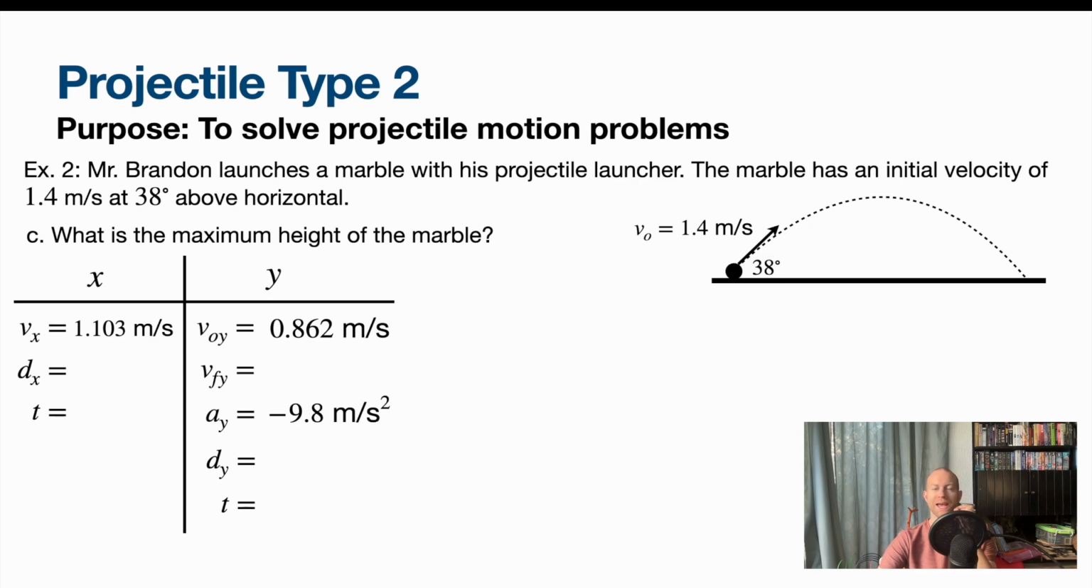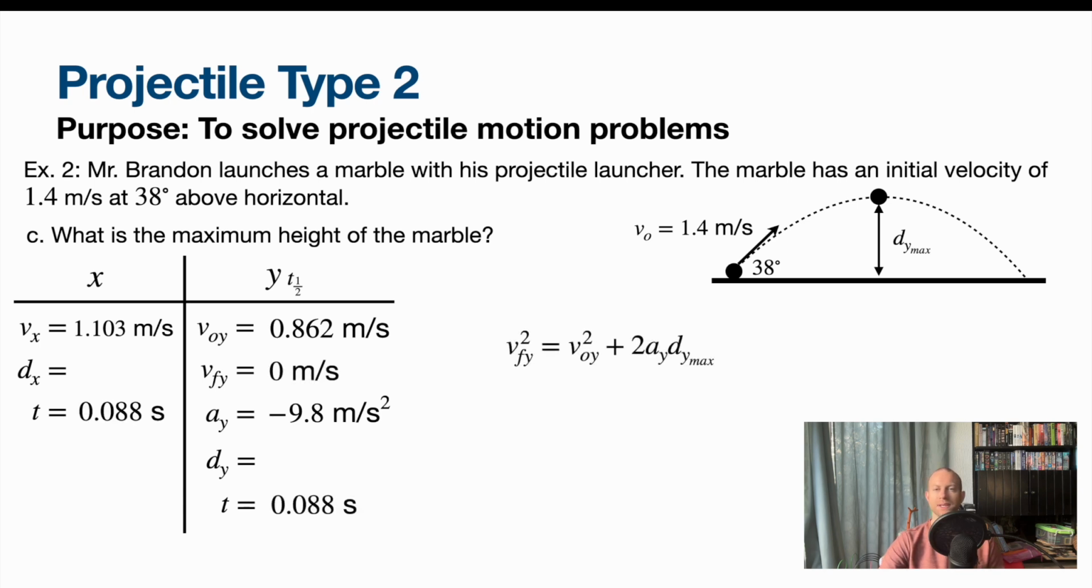So we want the height at the top. That should already be a clue. We're using half time. We're not using the full time, we're using the half time. This is our dy max, or the maximum height. We are going to use half time and plug in our final velocity 0, because then I can just plug it into this equation here and solve for dy max.